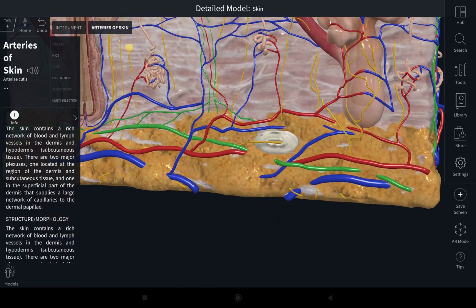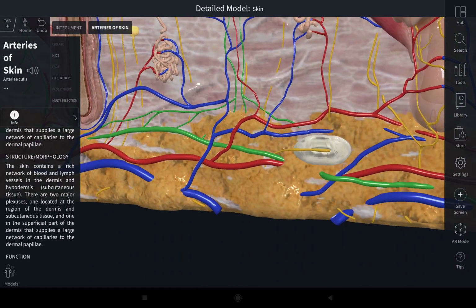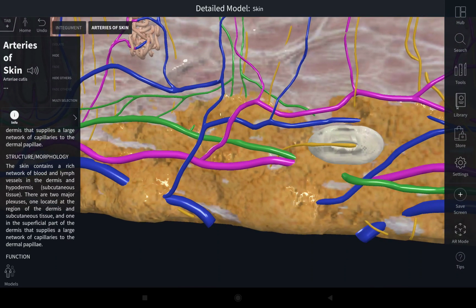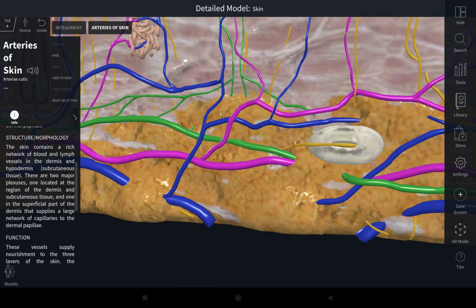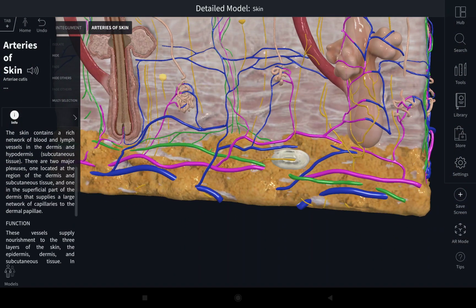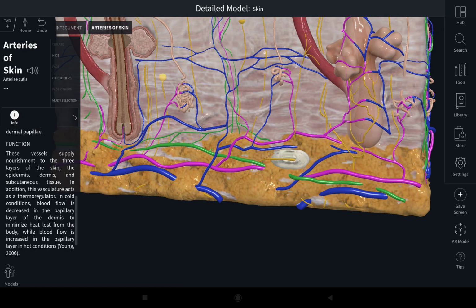Structure or morphology: the skin contains a rich network of blood and lymph vessels in the dermis and hypodermis. There are two major plexuses, one located at the region of the dermis and subcutaneous tissue, and one in the superficial part of the dermis that supplies a large network of capillaries to the dermal papillae.